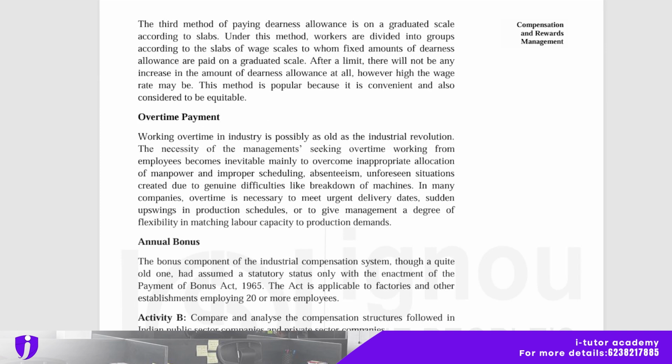And overtime payment. Working overtime in industry is possibly as old as the industrial revolution. The necessity of the management seeking overtime working from employees becomes inevitable, mainly to overcome inappropriate allocation of manpower and improper scheduling, absenteeism, and unforeseen situations created due to genuine difficulties like breakdown of machines. In many companies, overtime is necessary to meet urgent delivery dates, sudden upswings in production schedule, or to give management a degree of flexibility in matching labor capacity to production demands.